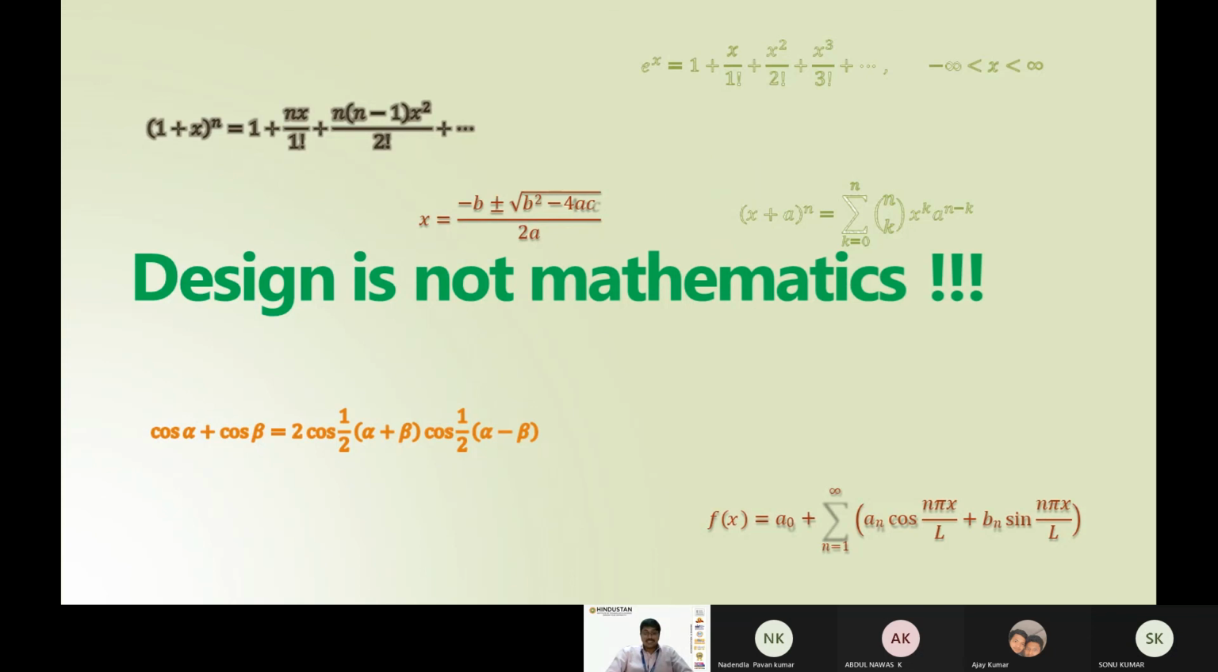If you are asking whether design is mathematics, no, no, no. It is not at all mathematics. Design is a science, I will accept that it is a science. Design is engineering, yes. Design is technology, yes. It is a combination. If it is in the arts and science, arts, yes, it is there. So arts, science, engineering, technology, these combinations are there.